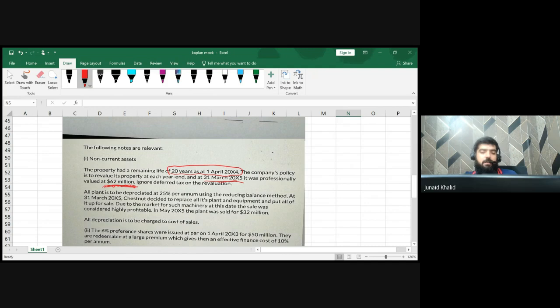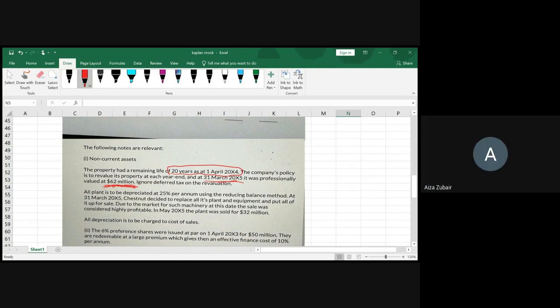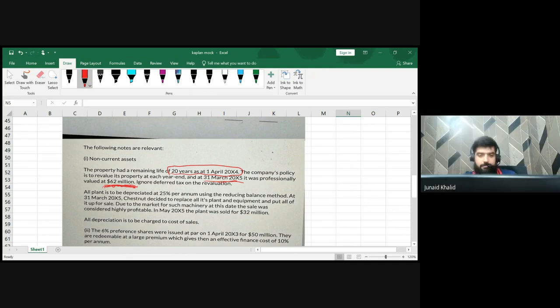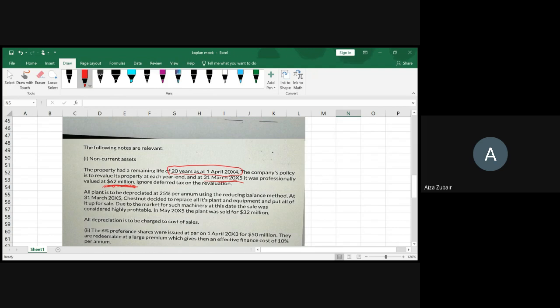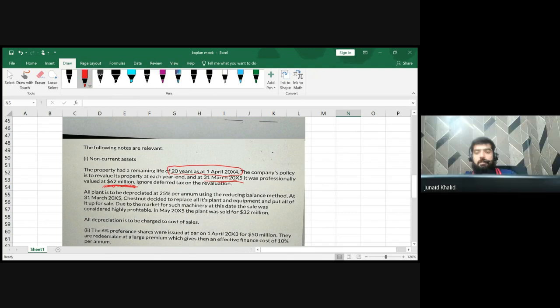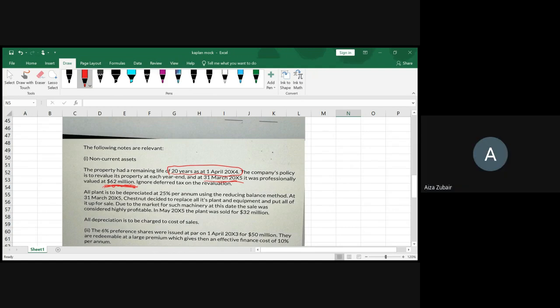The start of the year or at the end of the year? At the end of the year. Nice. Chestnut decided to replace all its plant and equipment and put all of it up for sale, due to the market for such machinery at this date. Can you please let me know whether all the plant and equipment was sold? Yeah, they were put up for sale.